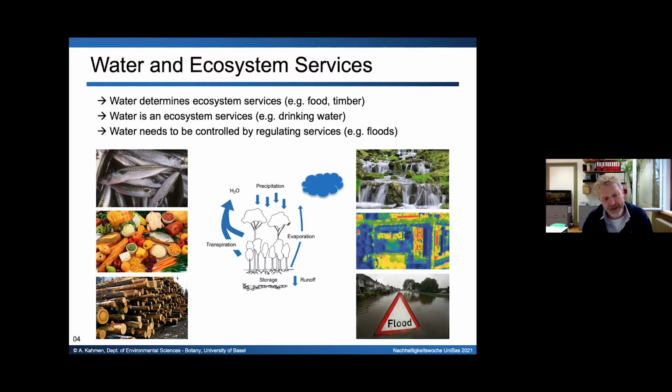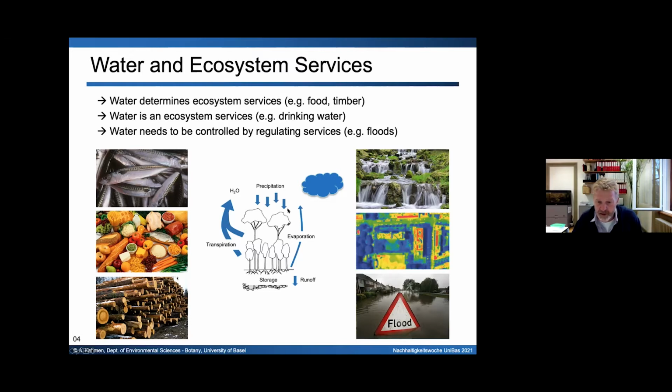So there are many ecosystem goods that depend on the availability of water that we as humans and our human societies depend on. But there is more to that. Water is also an ecosystem service that we utilize. So the shape of the ecosystem and the processes in the ecosystem determine much of the quality of water that comes out of systems.